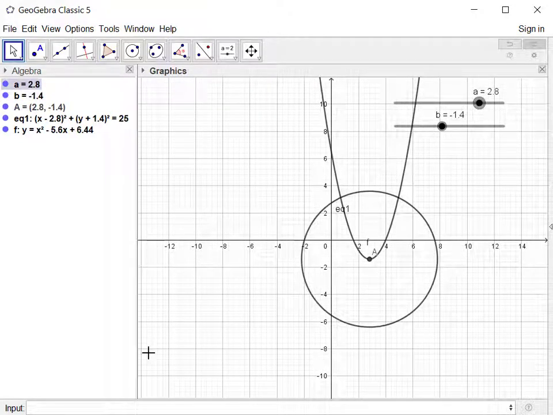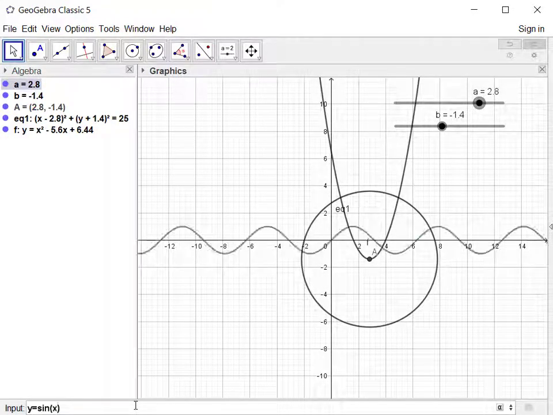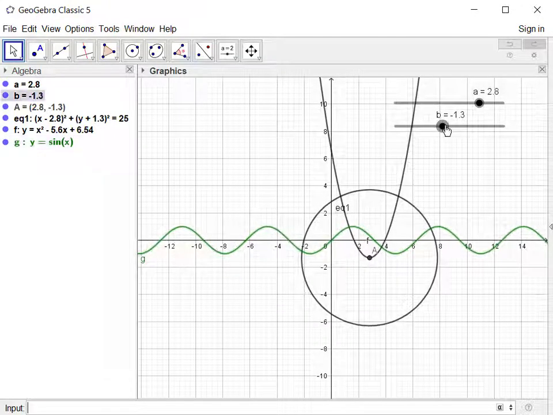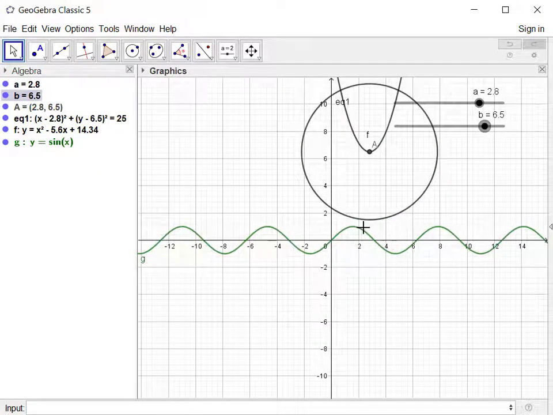If you've had some trigonometry, you know about sinusoidal curves. Y equals sine x is one example. So there's a sinusoidal curve. But what if I want to put that curve somewhere else on the plane?